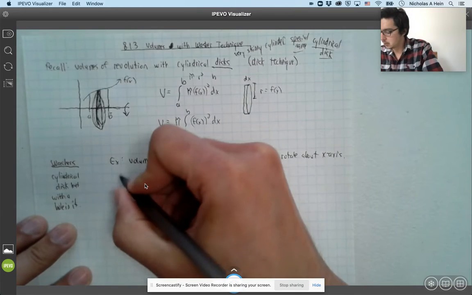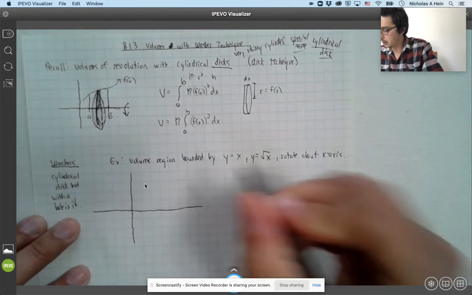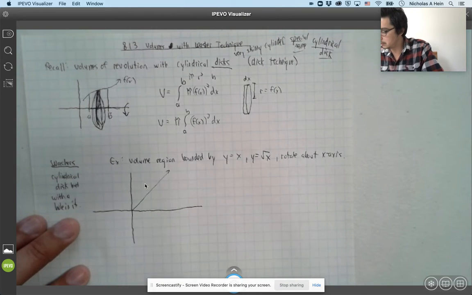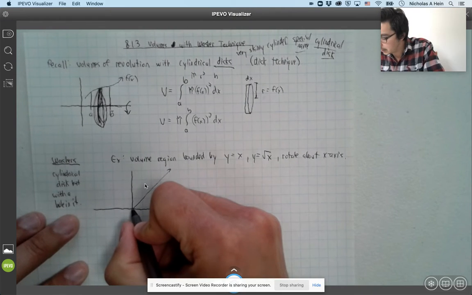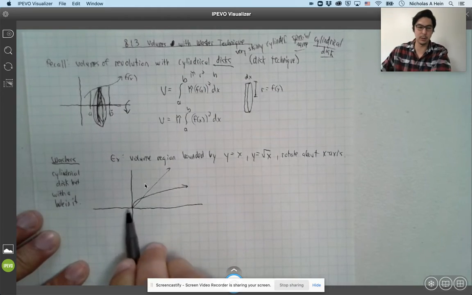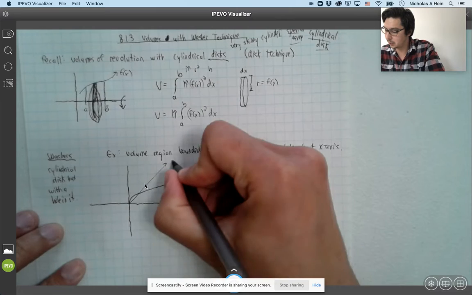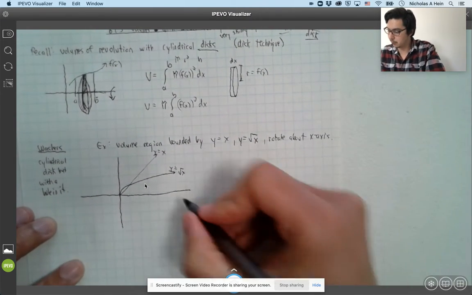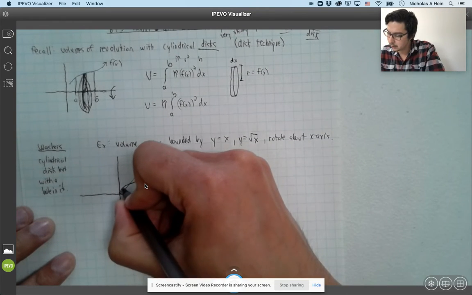So what we have here, if I draw this, is y equals x, looks like so, and root x, and I'm going to exaggerate a little bit just so we have a bigger area here, would look something like this. I know it's quite a bit closer, but it would look something like this. So there's root x, there's y equals x. And we're going to rotate about the x-axis here. So it's this region right here.